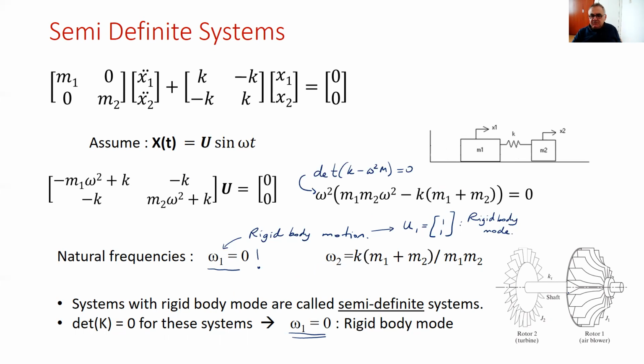Another example of this is, for example, turbine blades connected with a shaft. In both ends, it's not connected to anything, so this system is also a semi-definite system. It has a rigid body mode, which means it will be purely rotating without any vibrations, and that will be its rigid body mode.